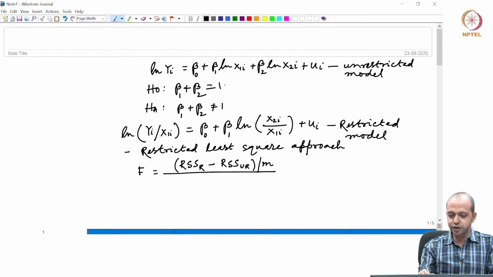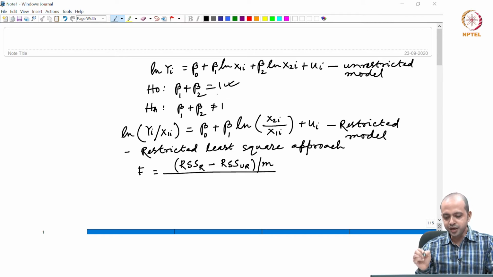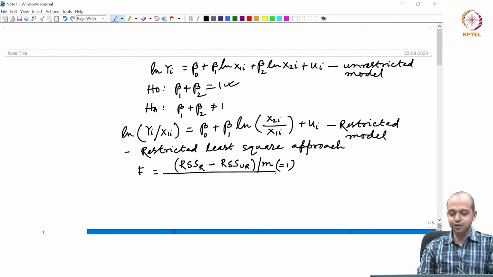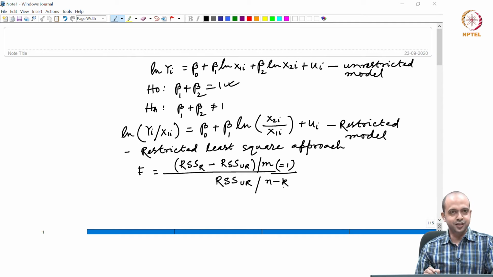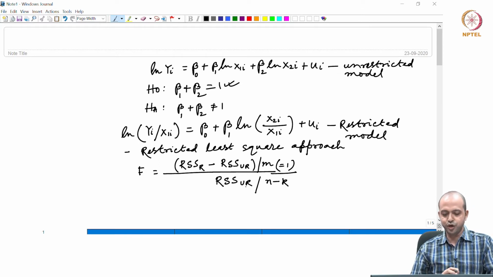And what is the number of linear restrictions? Look at this, this is the restriction we are going to impose, and that is the reason M equals 1 here. Okay. And in the denominator, there would be RSS unrestricted divided by n minus k, where k is the total number of parameters to be estimated from the unrestricted model. Okay, that is the formula.